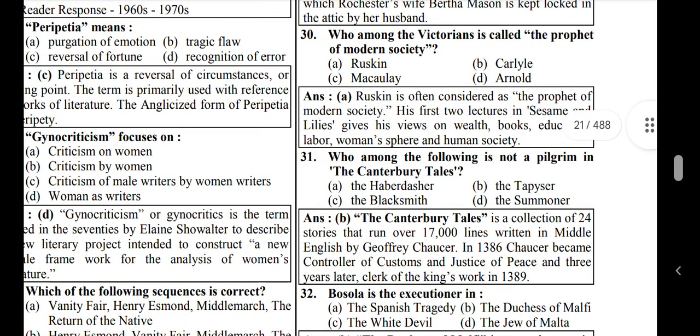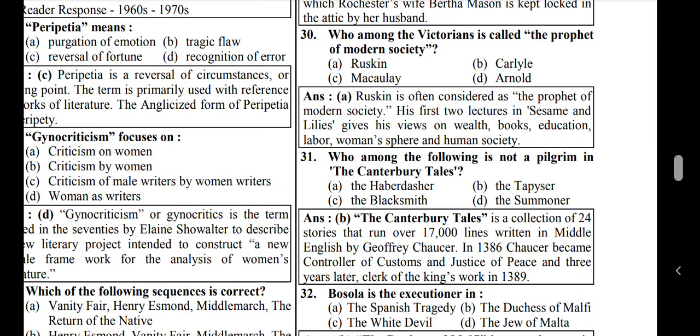Who among the Victorians is called the prophet of modern society? Option A, John Ruskin. Option B, Thomas Carlyle. Option C, Macaulay. Option D, Matthew Arnold. The right answer is Ruskin. He is often considered the prophet of modern society, and his first two lectures in Sesame and Lilies give his views on wealth, books, education, labor, women's sphere, and human society. So John Ruskin is considered the prophet of modern society. He has given us views of wealth in the book Sesame and Lilies.